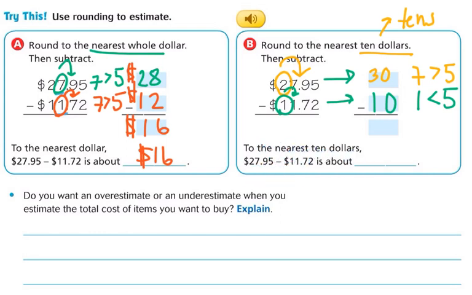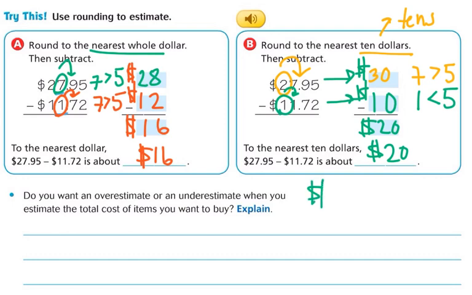$27.95 minus $11.72 is about, oh, boys and girls, Miss G forgot her dollar signs. Hopefully you will not do that as well, is about $20. So make sure that you also report that it's $20. So boys and girls, it says, do you want to overestimate or underestimate when you estimate the total cost of items you want to buy?